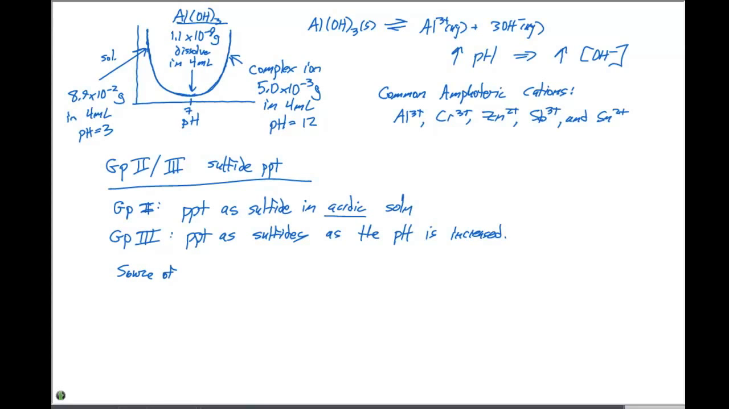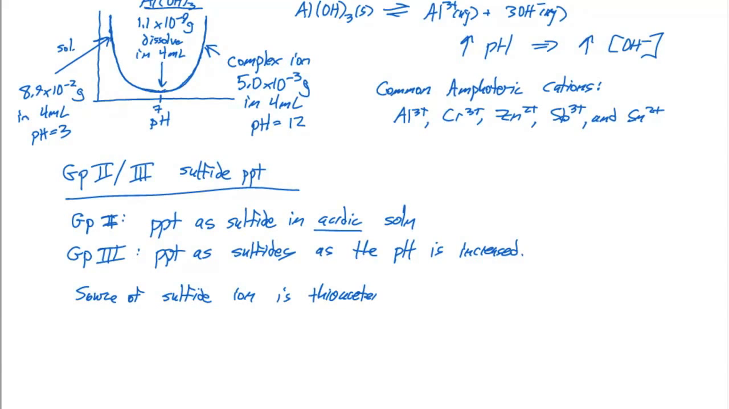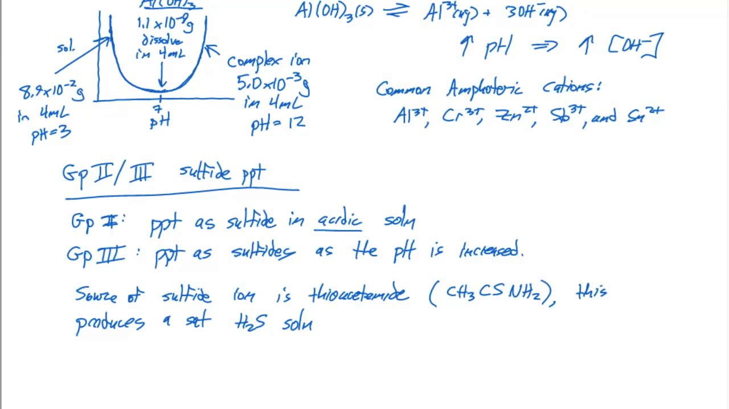So the source of the sulfide ion is thioacetamide. And thioacetamide is CH3CSNH2. This produces a saturated H2S solution which has a concentration of 0.10 molar when we have this saturation point.